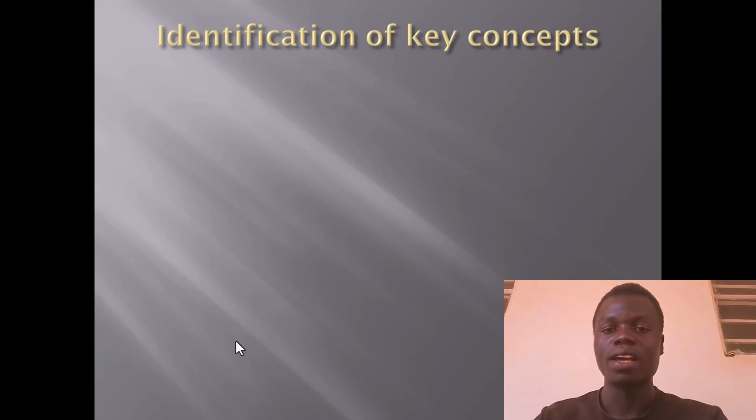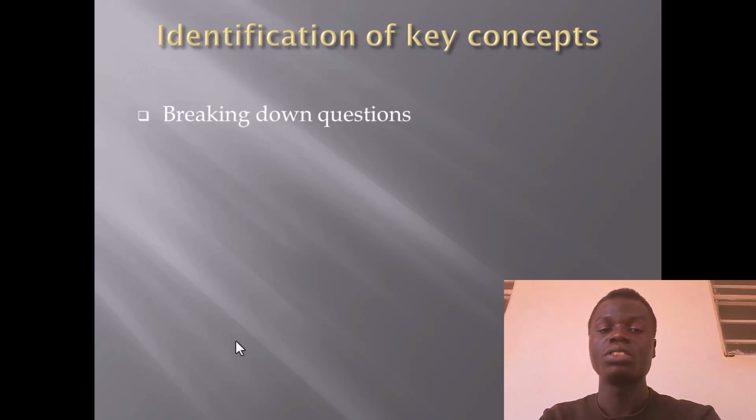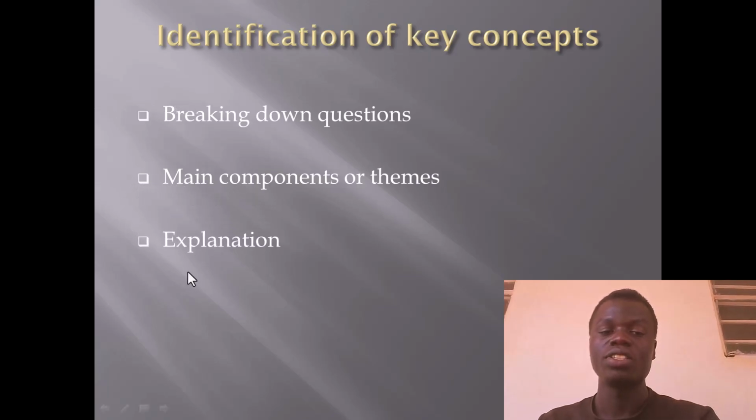So one of the key aspects when you're given a research question is you need to first identify the key concepts, in such a way that you break down your search question or topic into its main components or themes, to form the foundation of your research. For this explanation, identifying the key ideas helps you focus the search and clarify the scope of your search.